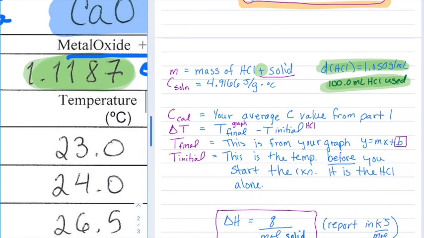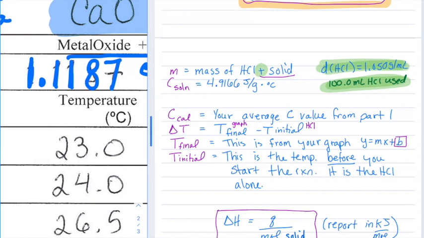Sorry if it's not very clear here. That is 1.1187. So other questions so far? If you can't read anything, please do let me know.